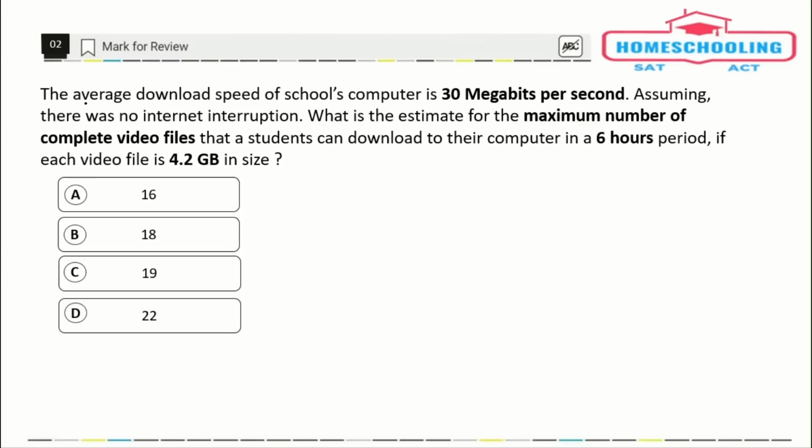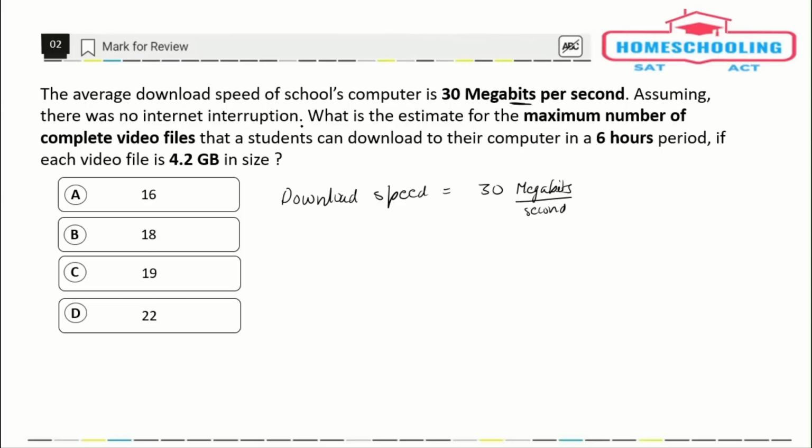Question number 2 says that the average download speed of a school's computer is 30 megabits. It's not byte, it's megabits. So let's first write: download speed is equal to 30 megabits per second.